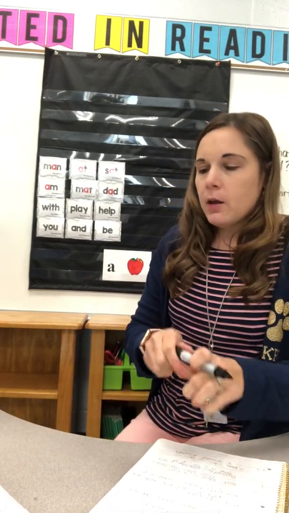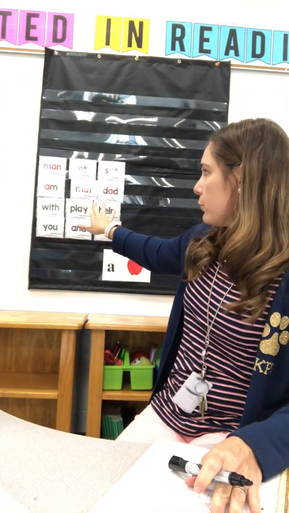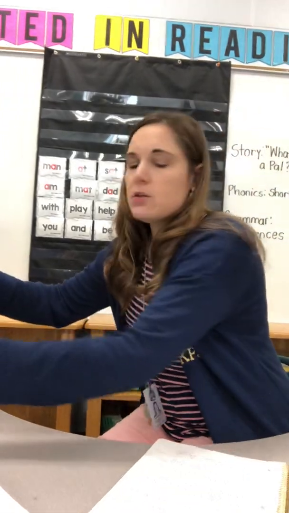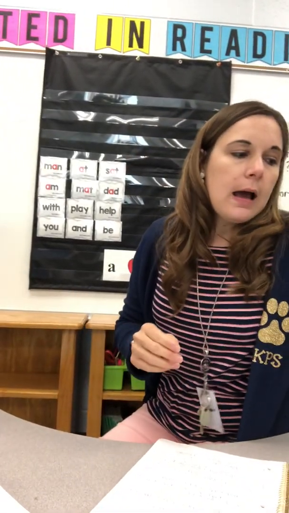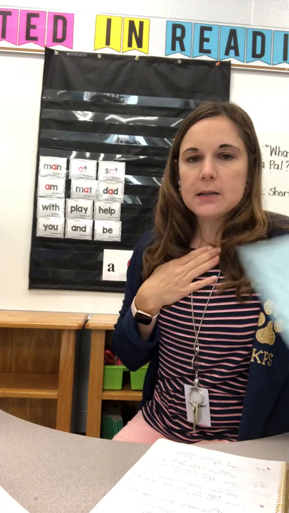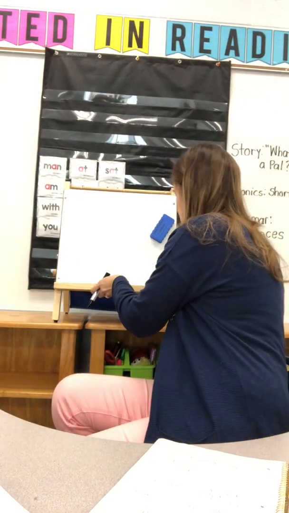Okay, so we're going to begin. Now, I am going to go through the different short A words, but first I'm going to show you how to blend a word. When we blend a word, that means we take each sound and we combine those sounds together to make a word. All right, so you have your letter tiles. I'm going to write the letters, but while I'm writing the letters, you can use your letter tiles. Okay? So let's take a peek.